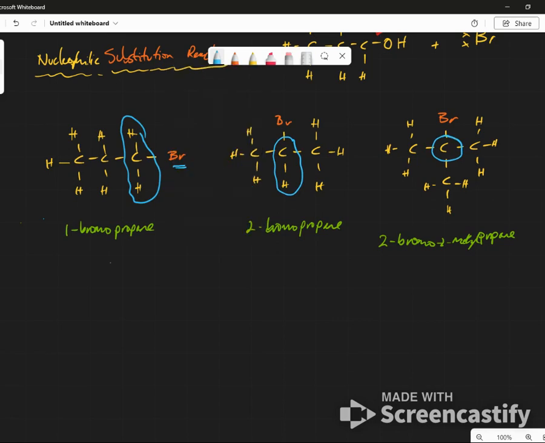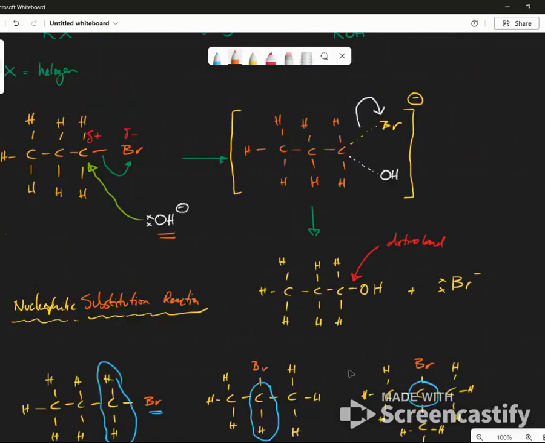So the one on the left, as you know, is known as a primary halogenoalkane. This one is a secondary halogenoalkane, and this last one is a tertiary halogenoalkane. So it's primary, secondary, and tertiary. Now these designations matter. Primary, secondary, and tertiary.